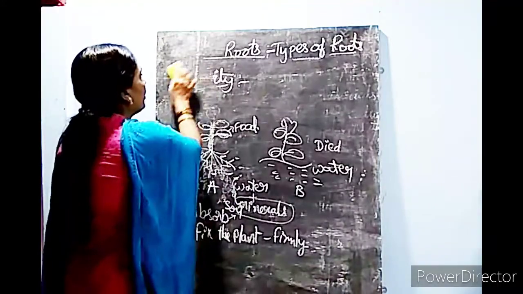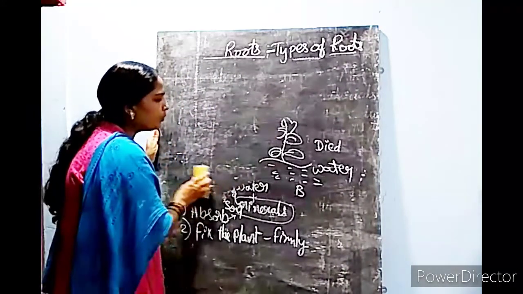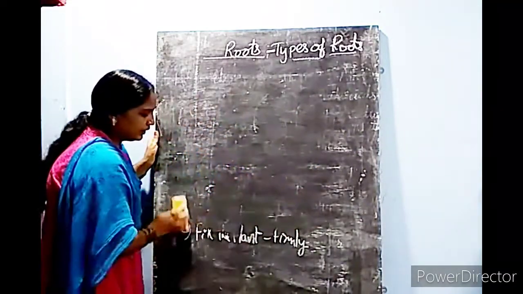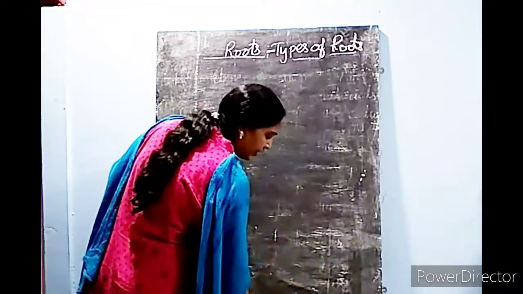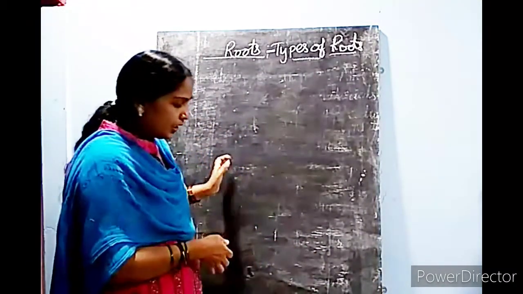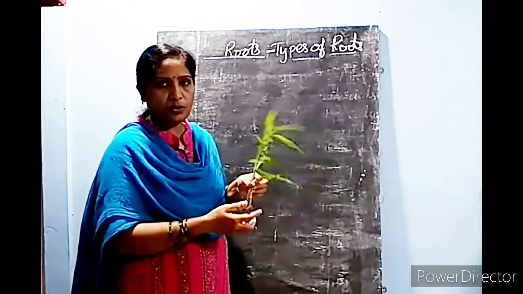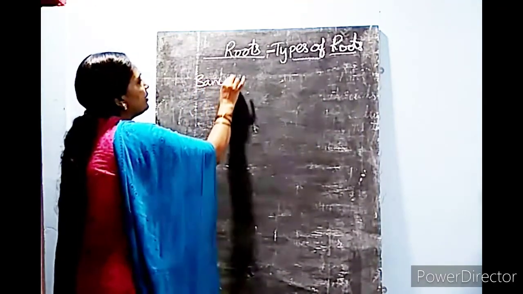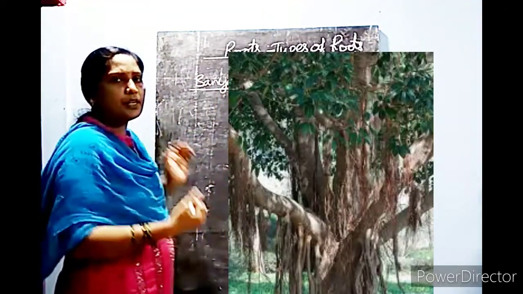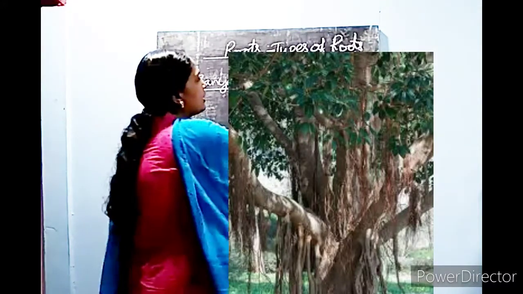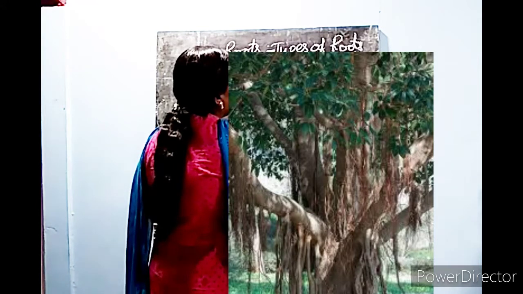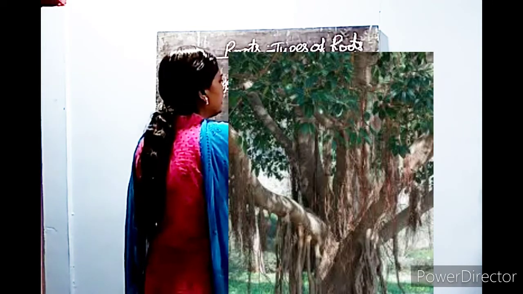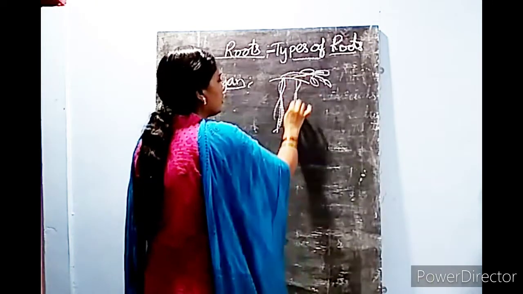Now we will see what the different types of roots are. Like the banyan tree, you have seen, children. Banyan tree is a very big tree, right? Actually, the roots are under the soil, no? But in the banyan tree, when you see very huge, big trees, they have roots hanging from their branches. Their roots hang like this from the branches, and again they get fixed in the soil.